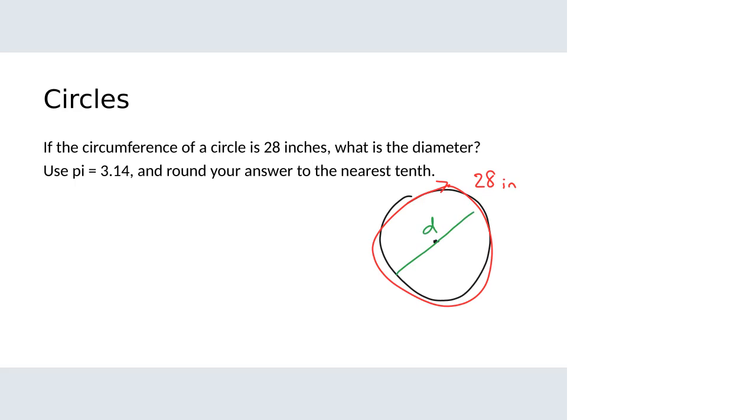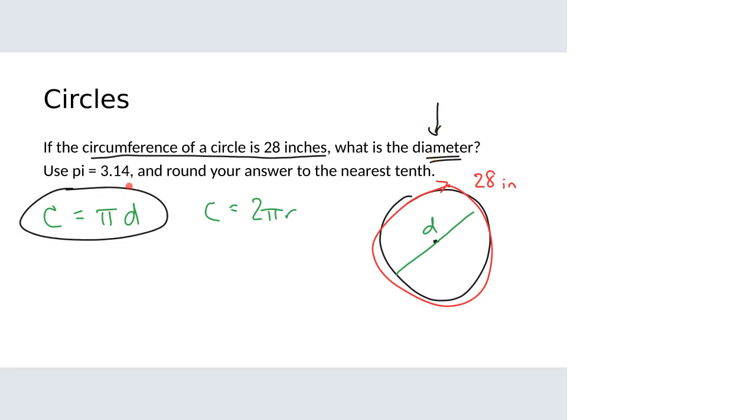Well, let's see. I have a couple formulas for the circumference of a circle. Circumference is pi multiplied by diameter. Circumference is also 2 times pi times the radius. Those are both excellent formulas. I can use whichever one I want. In this particular case, it said the circumference is 28. What is the diameter? Well, I'm being asked for the diameter, so I'm going to use the formula that has diameter in it.